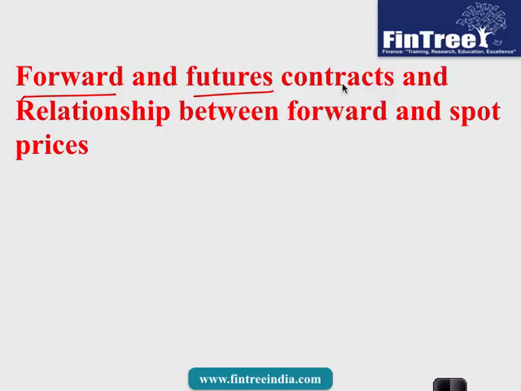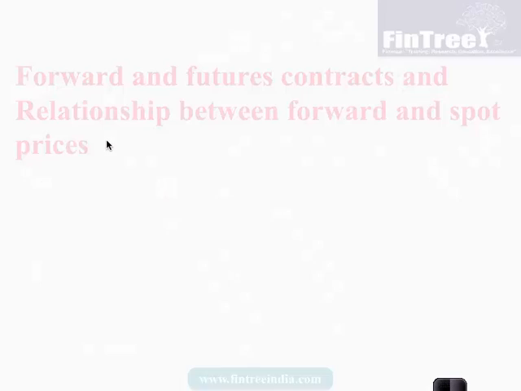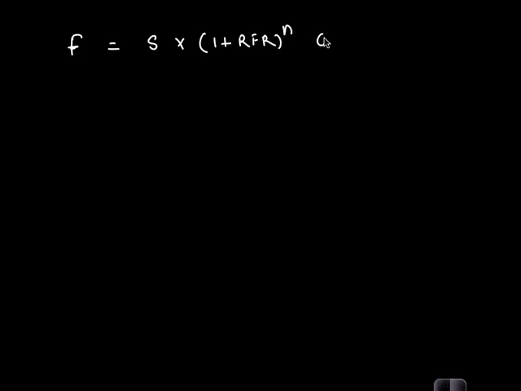Now, forward and futures contracts and the relationship between forward and spot prices. We have done this part multiple times, but this time I'm going to go a little more in depth. What we know is that the forward price is going to be the spot price times (1 plus the interest rate) raised to n. Or if we use a continuously compounded mechanism, then it would be spot times e raised to rT.